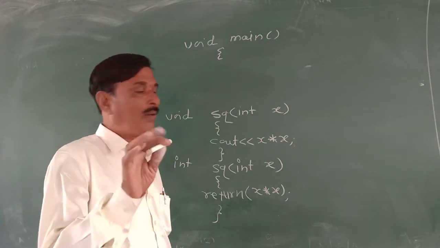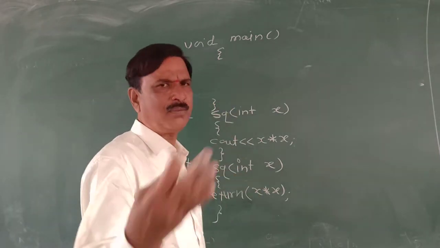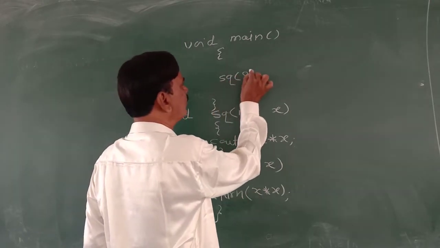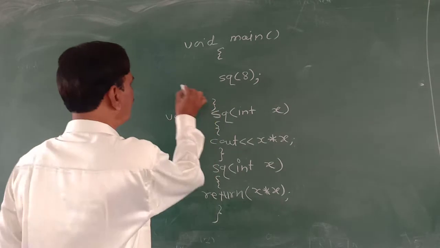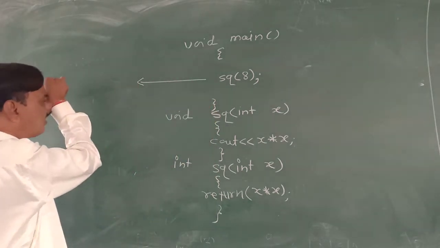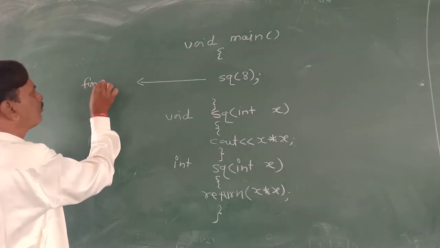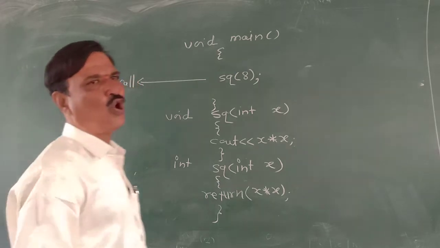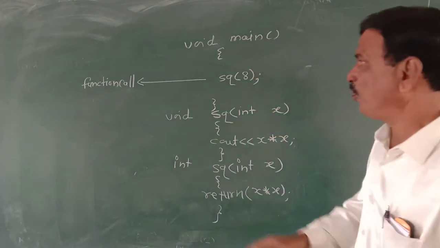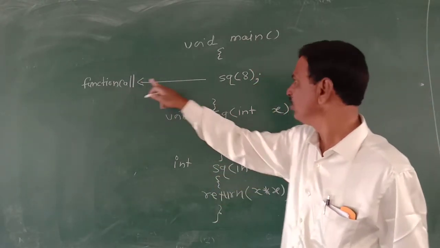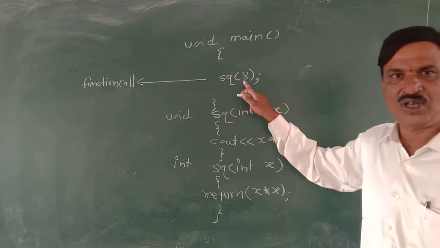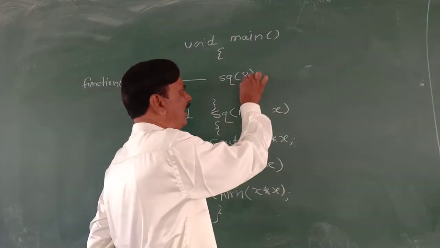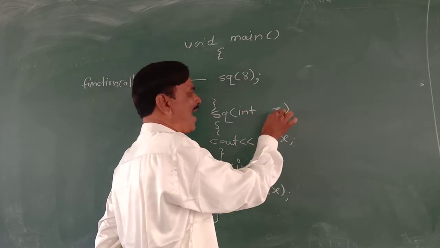Now function declaration must take place, but we will see that later. Sq of 8. This is called a function call. So function sq of 8 is called. Here 8 is the actual parameter. So actual parameter 8 will match.